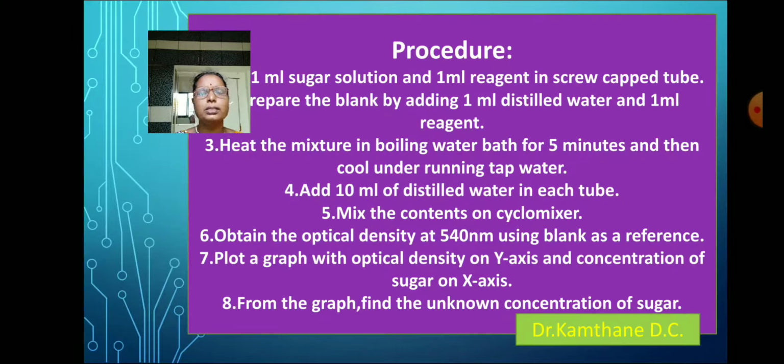Mix the contents on the cyclomixer. Obtain for each dilution the optical density at 540 nanometer using blank as a reference. Plot a graph with optical density at 540 nanometer on the y axis and the concentration of the sugar on the x axis. From the graph, find the unknown concentration of the sugar.